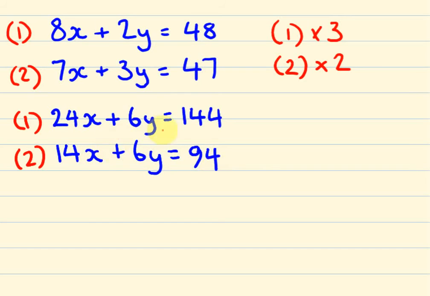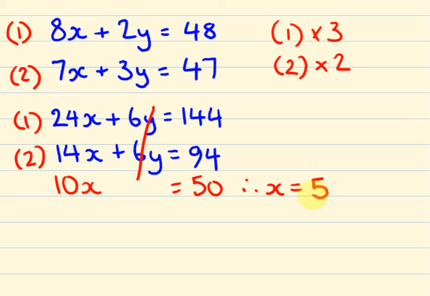So we're going to be able to take one equation from the other now. Because these are the same, I'm just going to directly take one away. Okay, so this, take away this, is 10x. This, take away this, we cancel each other out. 144, take away 94, we get the answer of 50. So 10x equals 50, therefore x equals, not 10, I almost made a mistake there. x equals 5.